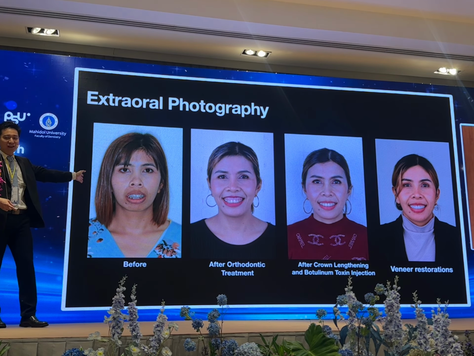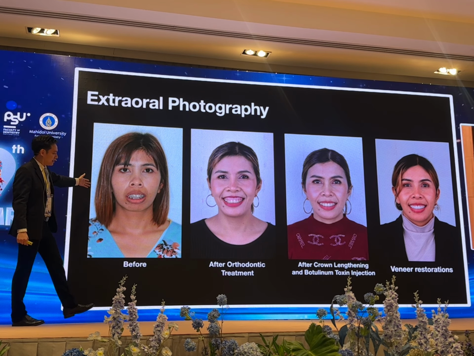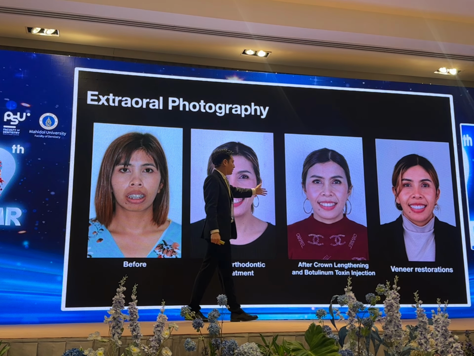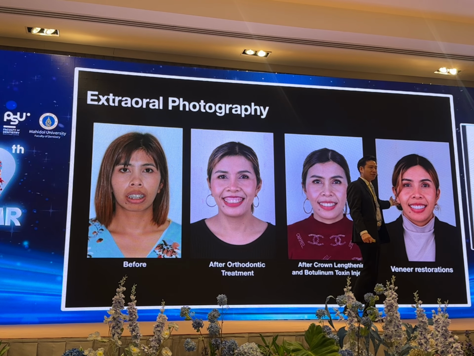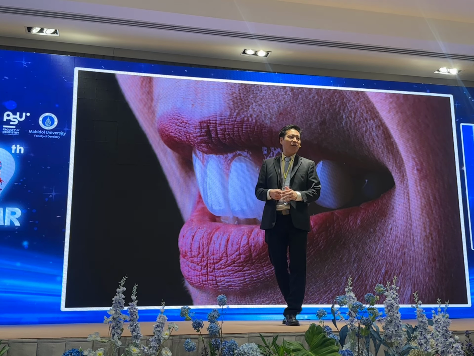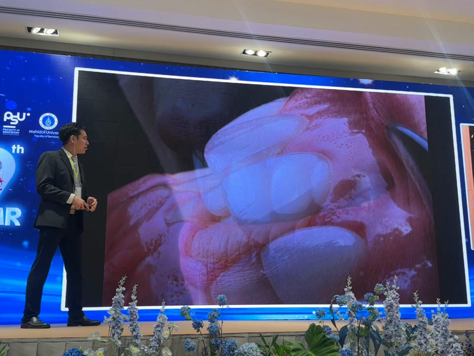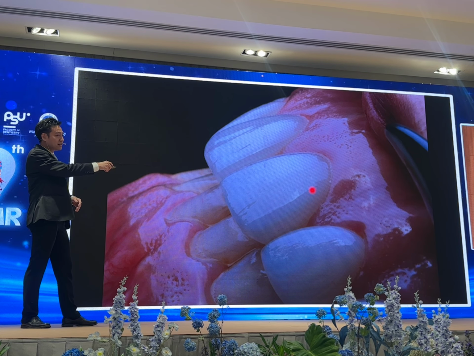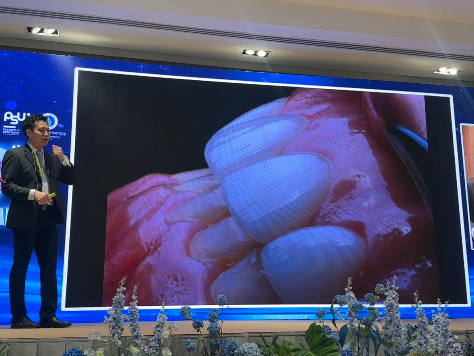And this is the story, the whole series of the case. From the beginning, before orthodontic treatment, after orthodontic treatment and orthodontic surgery, and then we did aesthetic lengthening and Botox. And finally, we did a veneer restoration. And this is how the patient smiles right now. The patient is very cooperative. You see, even the gum is very healthy. It's very nice. I mean, she cleans her teeth very well.